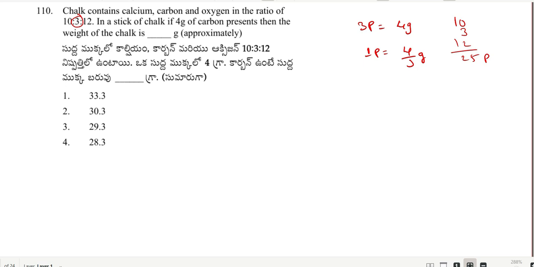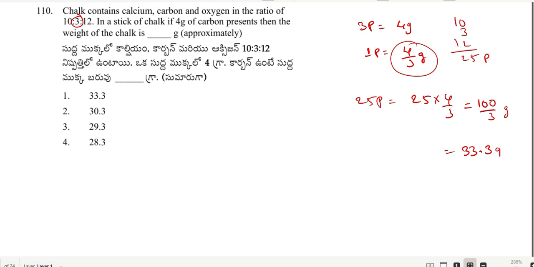Weight that we are asked to find out. One part weight is what? 4 by 3 grams. So 25 part weight is what? 25 into 4 by 3, that is 100 by 3 grams. So if you convert into decimals, this will be 33.3 grams. So first option is the correct one.